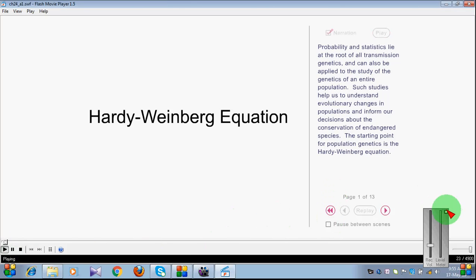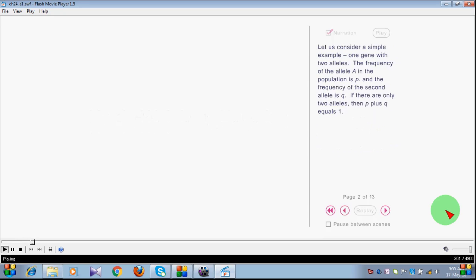Probability and statistics lie at the root of all transmission genetics and can also be applied to the study of the genetics of an entire population. Such studies help us to understand evolutionary changes in populations and inform our decisions about the conservation of endangered species. The starting point for population genetics is the Hardy-Weinberg Equation. Let us consider a simple example: one gene with two alleles.